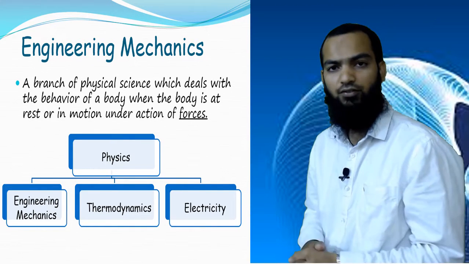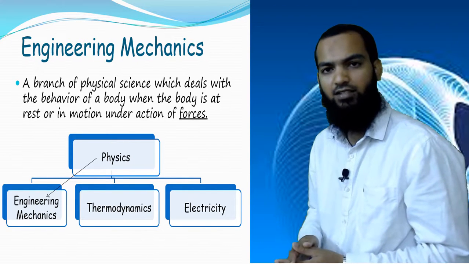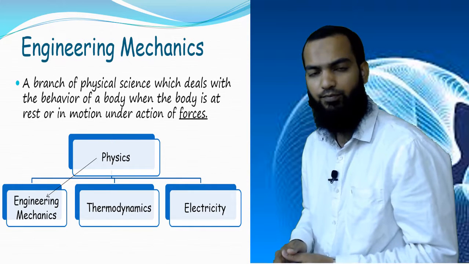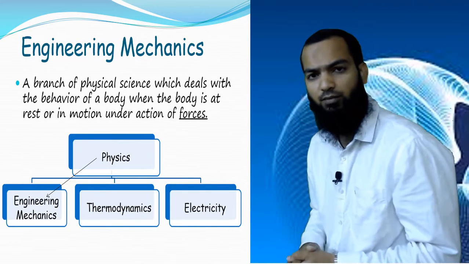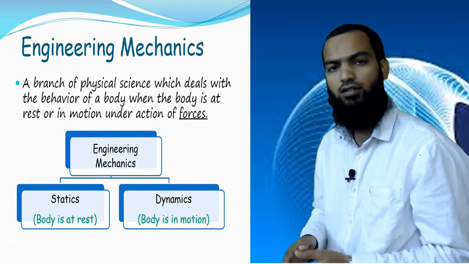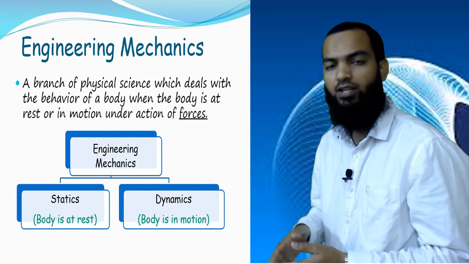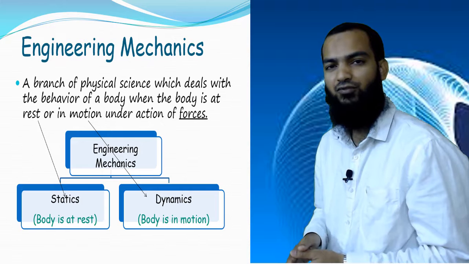As you can see in the figure, physics is divided into three parts: engineering mechanics, thermodynamics and electricity. So it is a part of physics which deals with the behavior of a body, meaning it predicts the motion of a body. When the body is at rest or in motion, two things are mentioned here: rest and motion. Rest refers to statics and motion refers to dynamics.